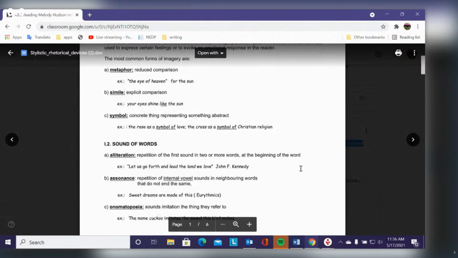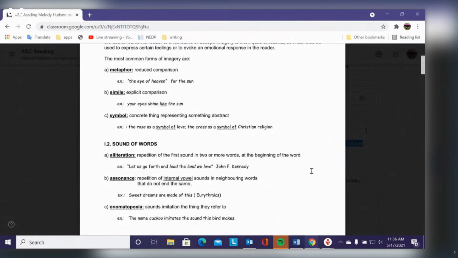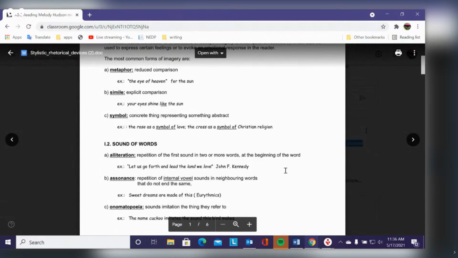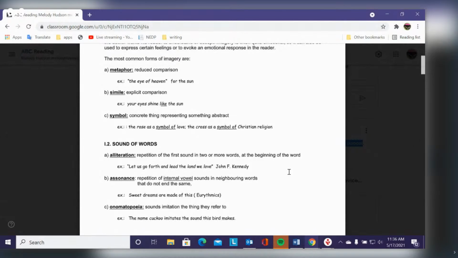Alliteration. It repeats the first sound in two or more words at the beginning of the word. For example, "Let us go forth and lead the land we love." That's part of a speech by John F. Kennedy. So it makes you hear it, it draws your attention.